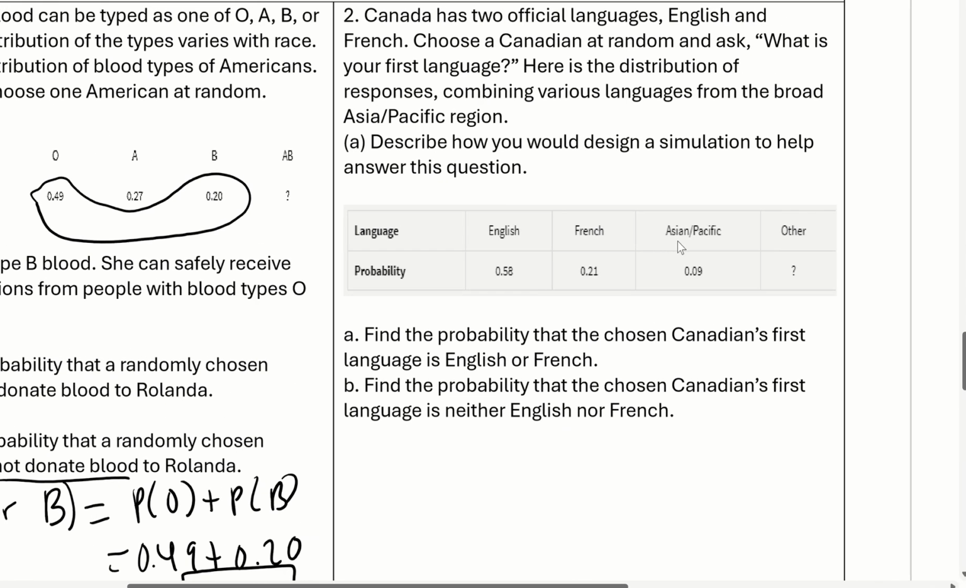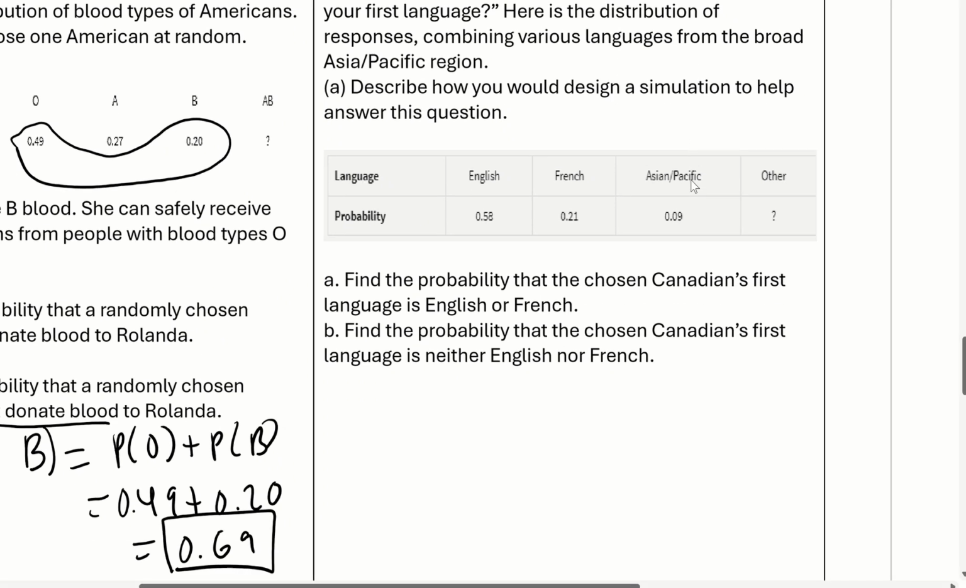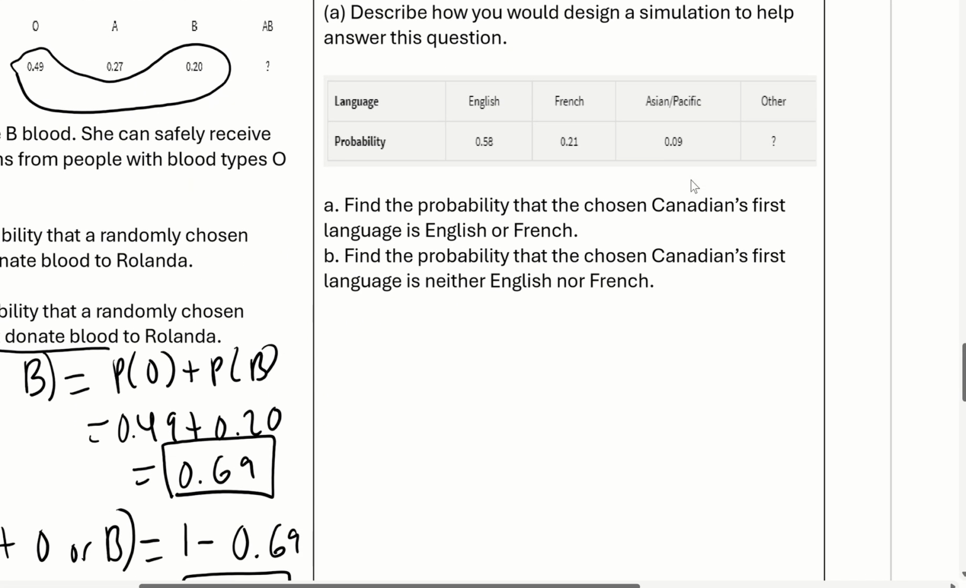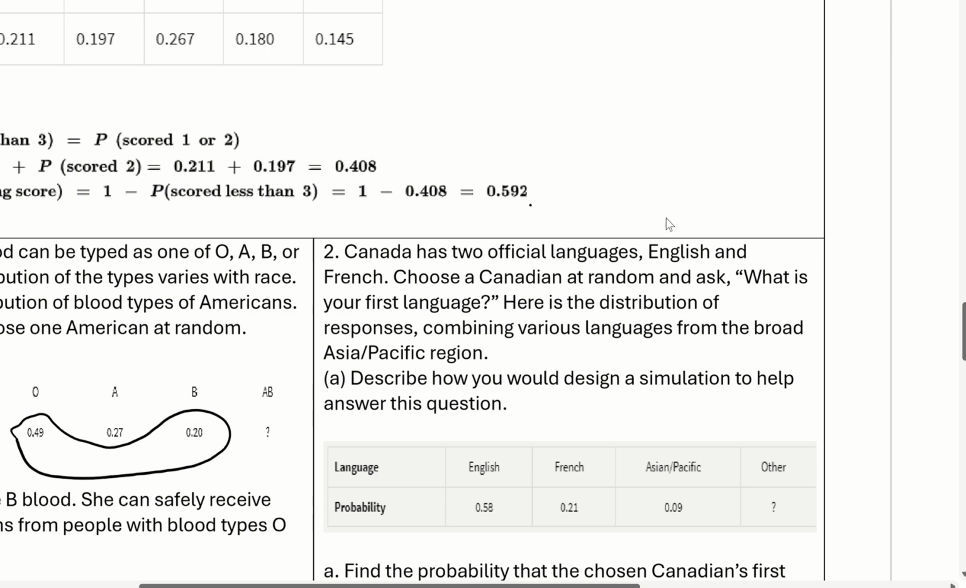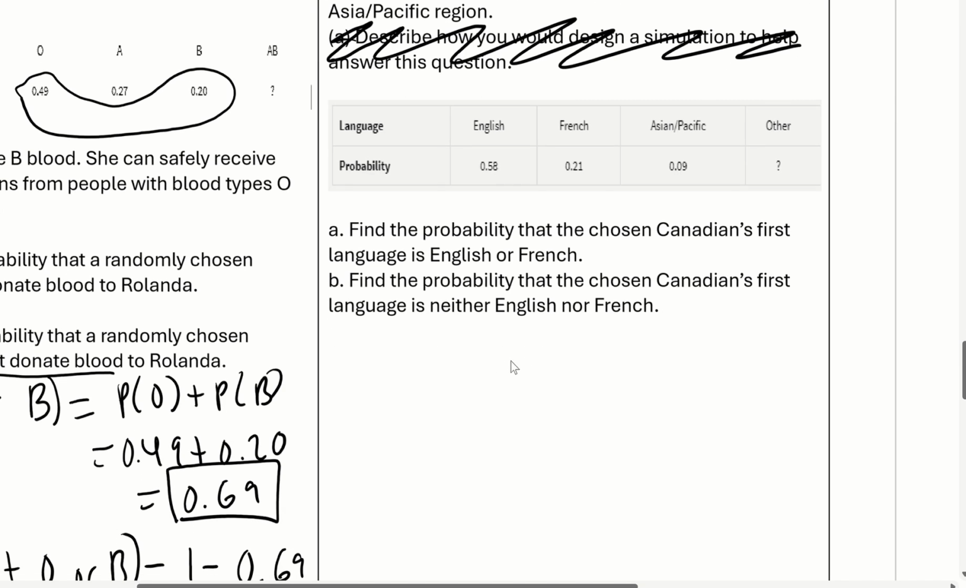All right, so let's look at number 2. Canada has 2 official languages, English and French. Choose a Canadian at random and ask, what is your first language? Here's the distribution of responses. All right, so describe how you would design a simulation to help answer this question. Or, oh, this is a typo. That shouldn't say that. I'm sorry. This is a typo from the first review. So let's look at this one.